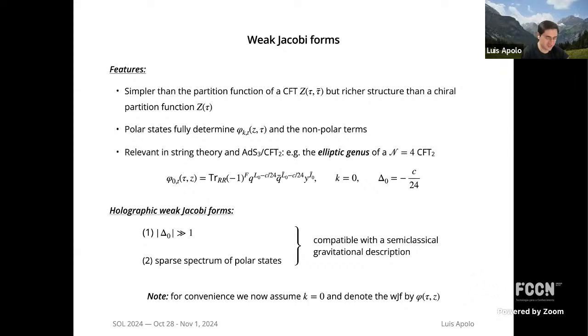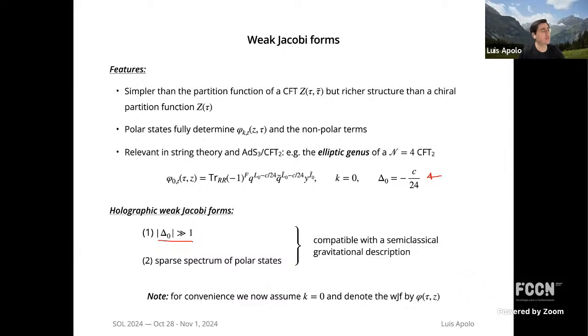You see, this is motivated by the example up here and many other examples that we have in AdS/CFT, where the minimum value of the discriminant is related to the central charge. So if we want a large c or large N limit, then this condition is a reasonable one to impose. And the second one is that we want the spectrum of polar states to be sparse. So these conditions that we impose on these holographic weak Jacobi forms are necessary to have compatibility with a semi-classical gravitational description.